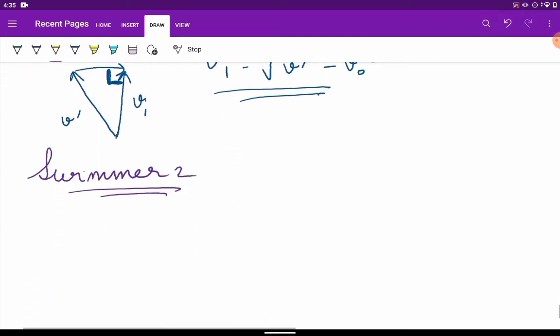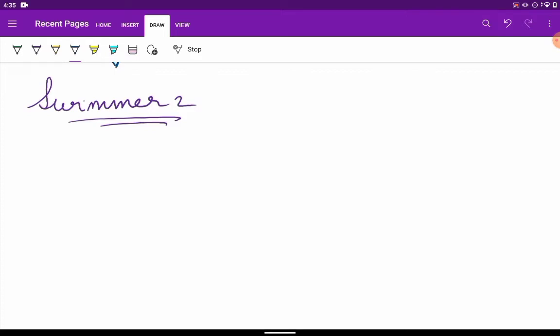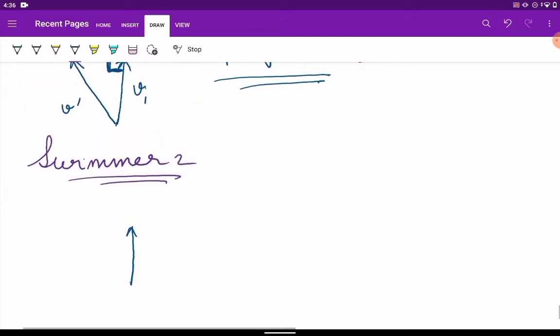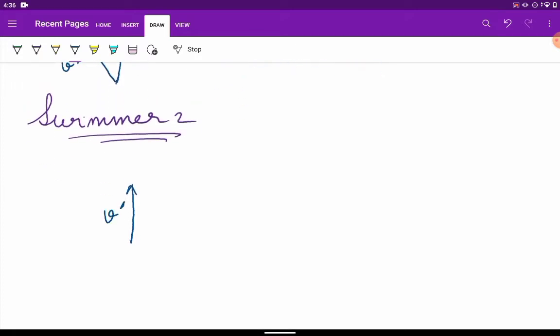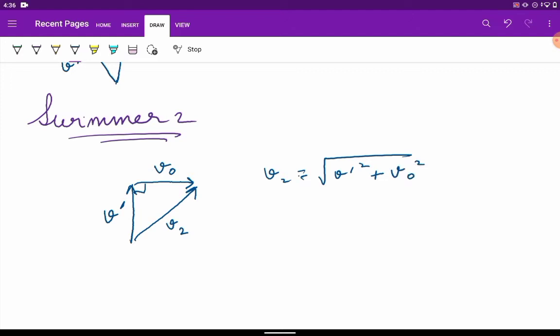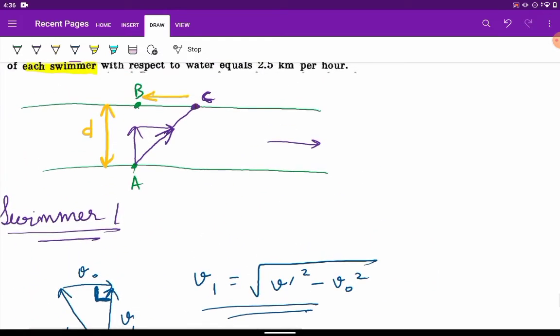Now for swimmer 2, swimmer 2 starts swimming in this direction with velocity magnitude again v dash, but it is carried forward by the stream with velocity magnitude v0. This is the resultant velocity magnitude v2. This is the second swimmer. Again by the Pythagorean theorem, it is a right angle triangle and this is the hypotenuse, so v2 is equal to root over v dash square plus v0 square. Now here is an interesting thing. We mentioned this distance is d.